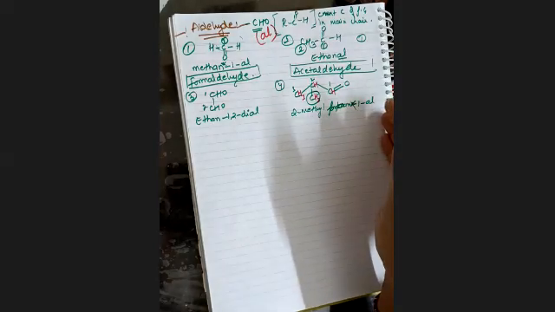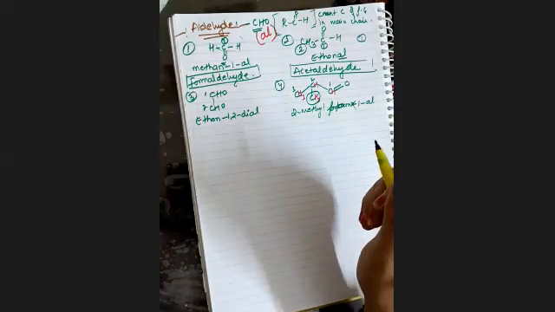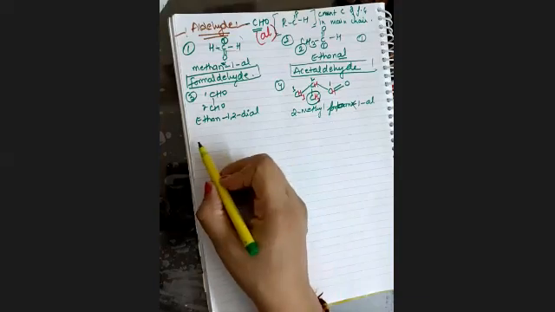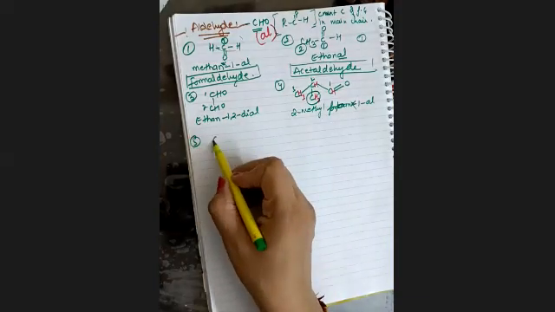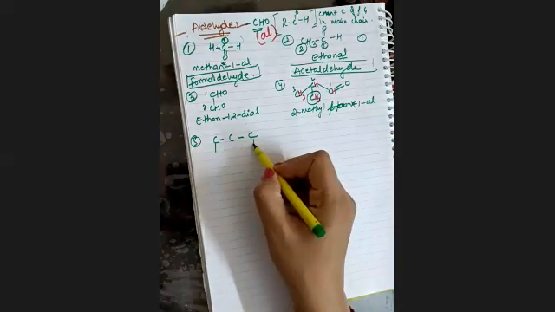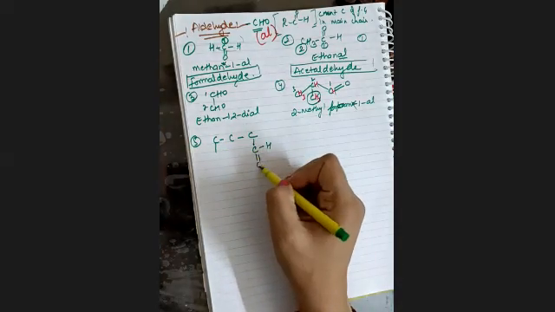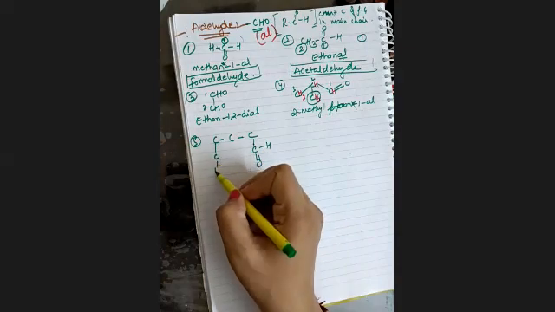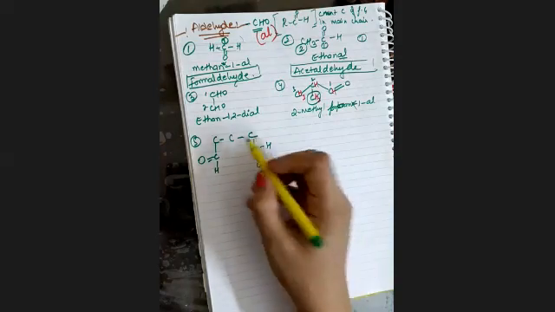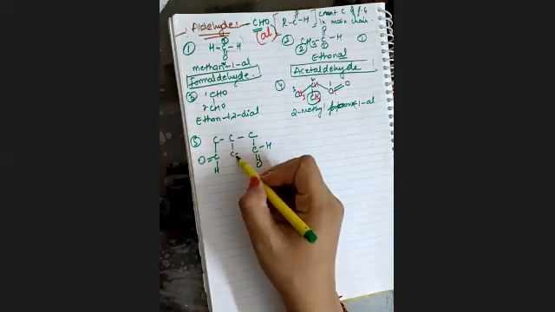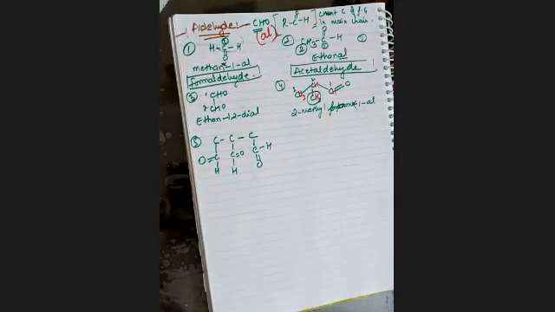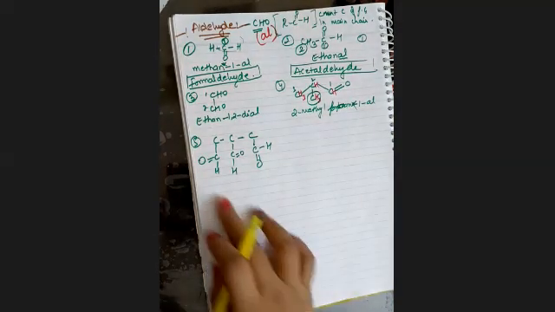Let's do some complications in this. For example, in fifth, we have 3 carbons, and on all 3 carbons I am attaching this functional group. On these carbons, and also I am attaching this one here. So I have attached functional groups to each and every carbon.